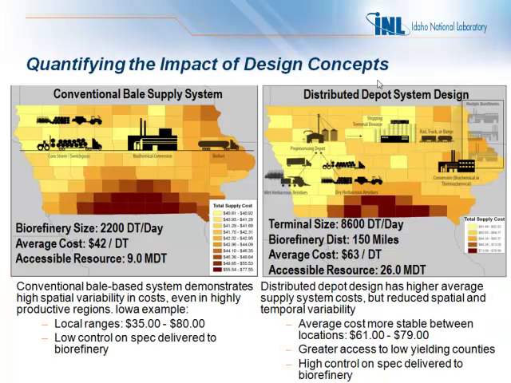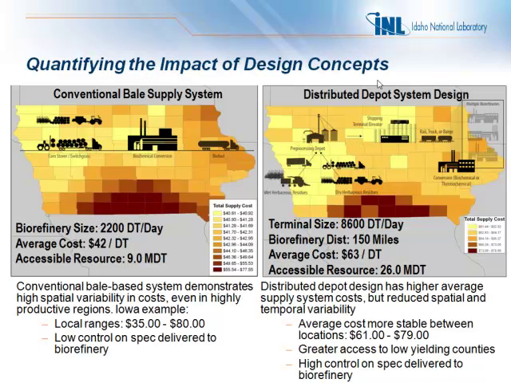So here's some of the results implementing some of the concepts we just talked about using our integrated framework. As you can see, with the conventional system, as mentioned earlier, we have very little control over the specs prior to the material being delivered to the biorefinery. You can see we have a wide range or high spatial variability in cost. We have between $35 and $80 per dry ton delivered to the biorefinery. And so again, we have very little control over the spec that's delivered to the biorefinery.